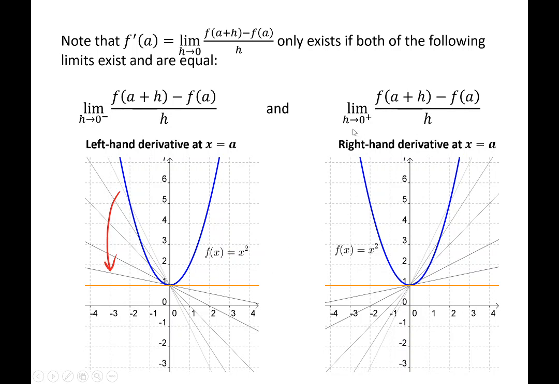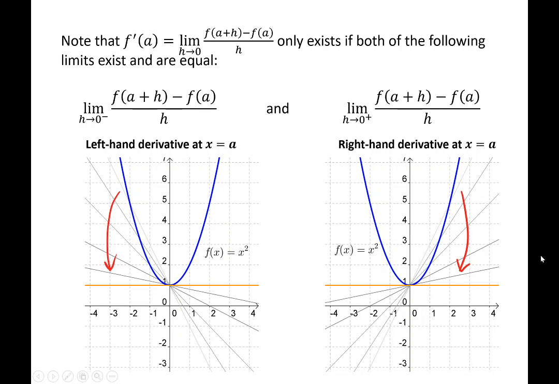You can do the same thing, but let h approach 0 from the right side, in which case h will be positive, and so a plus h is going to be a little bit bigger than a. So in this case again, a is 0, so a plus h would be 0 plus a little bit. So then our secant lines are going to be coming in this way. So let me draw the little arrow here. The secant lines are getting closer and closer to the tangent line in this way.